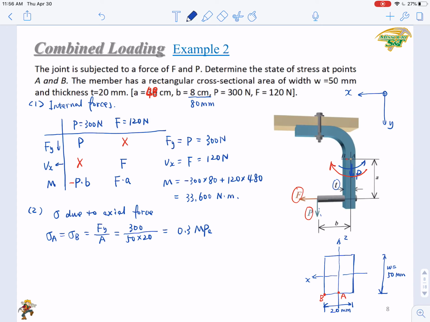So you got 0.3 MPa. Is this positive or negative? Now look at the direction of P. It will stretch it, so it will be in tension. This is positive, positive 0.3 MPa. Then do you have other normal stress components? Yes, right. The shear force will not generate any normal stress, but the bending moment will generate normal stress. So we will analyze normal stress due to the M.